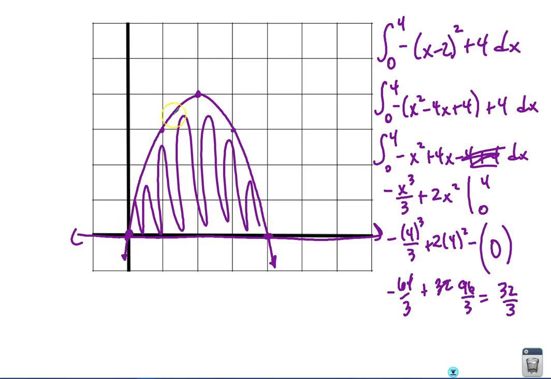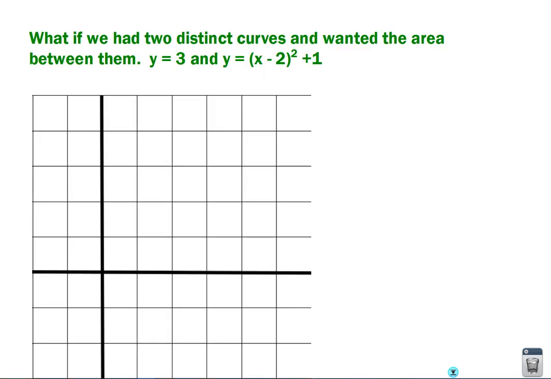Again, top curve was the quadratic, bottom curve, x-axis. Again, still not so shabby. Okay. Now, what if we had two distinct curves and wanted the area between them? Well, we kind of have already done that, but let's tweak it a little bit here.